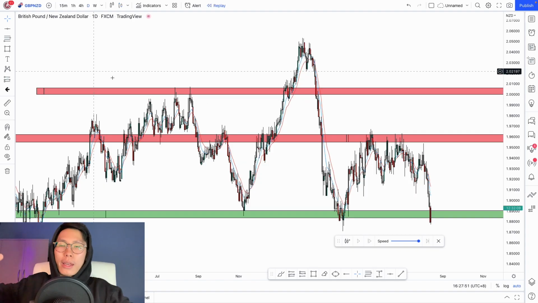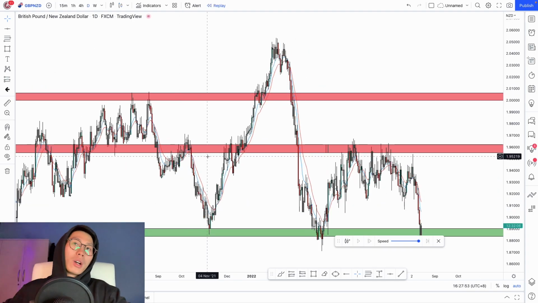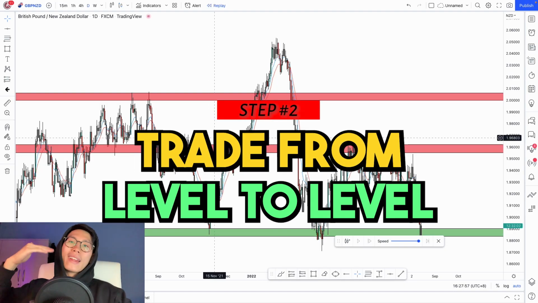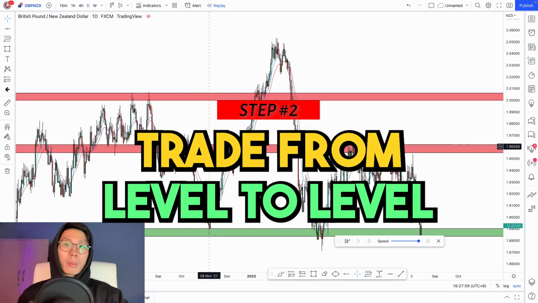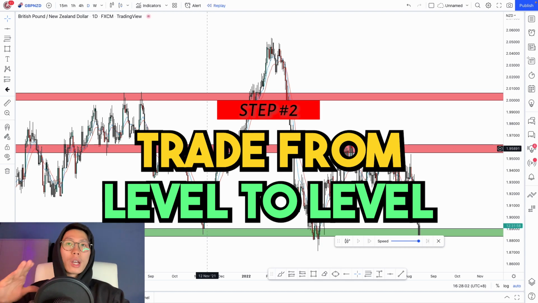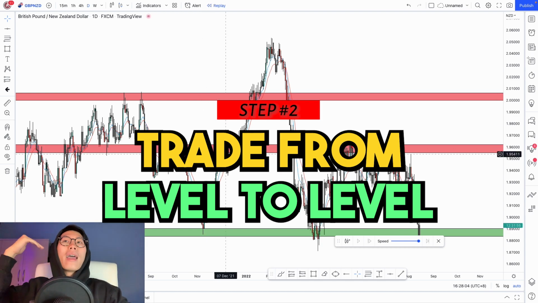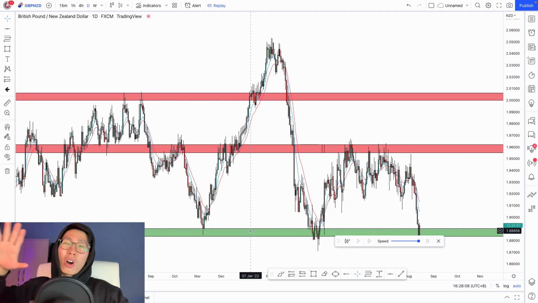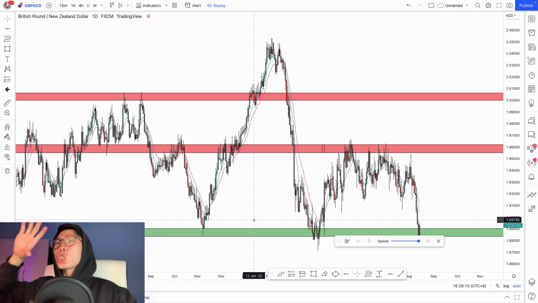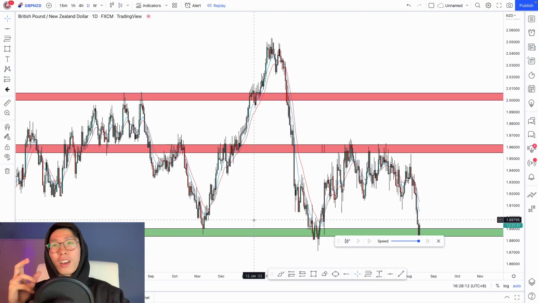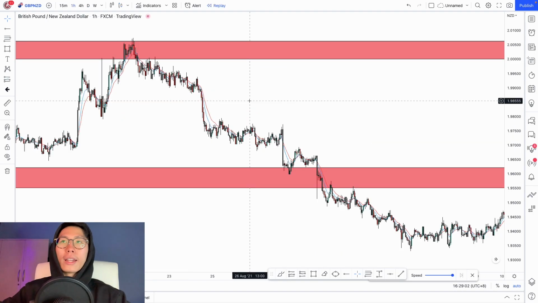So now that you have marked up your support, resistance, supply and demand, the next thing you must do is trade from one key level to the next key level. It's really just as simple as that, guys. Your goal is to trade from one level to the next level, and then from this level to the next level. So right now on this chart, I can see there are so many opportunities for a sniper entry. Let's look at this example right here.